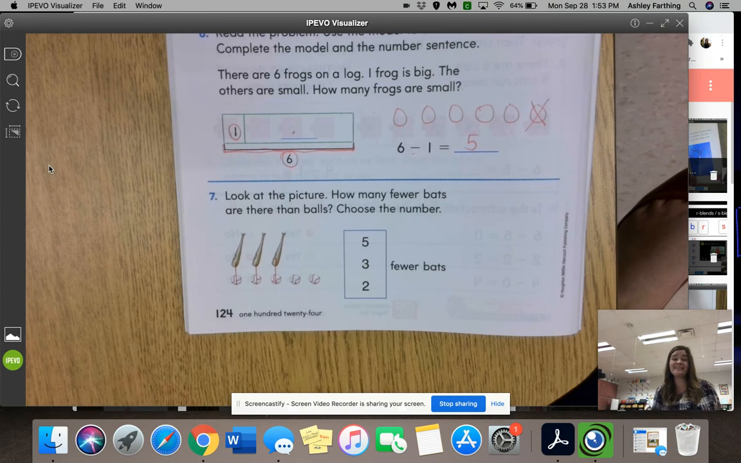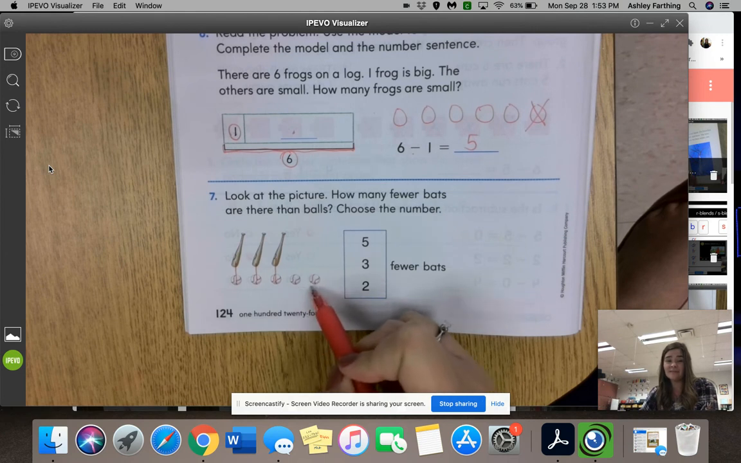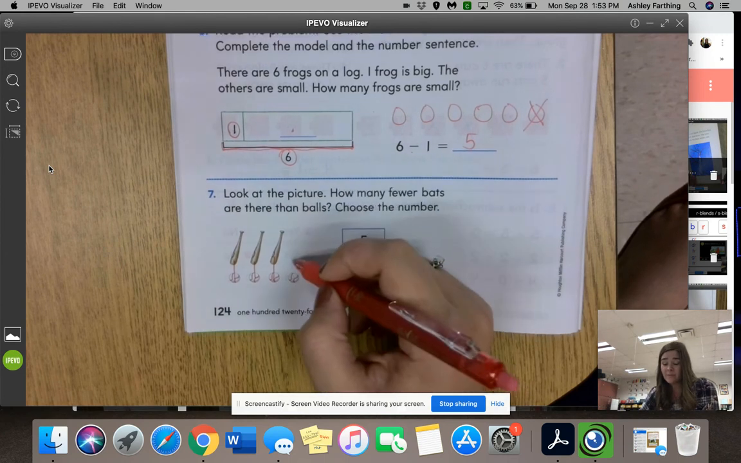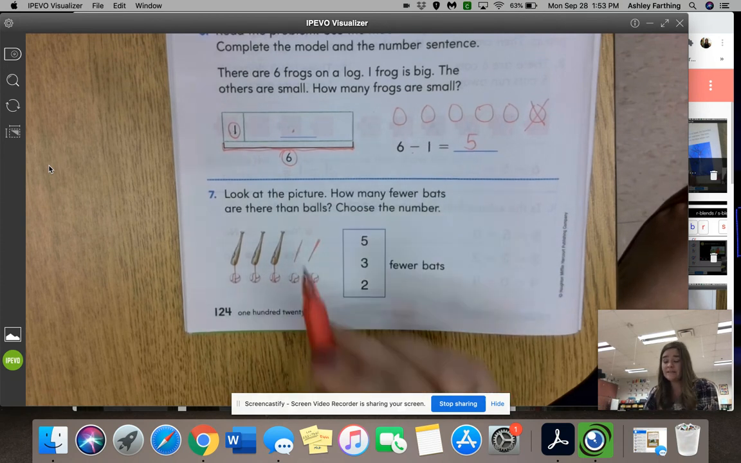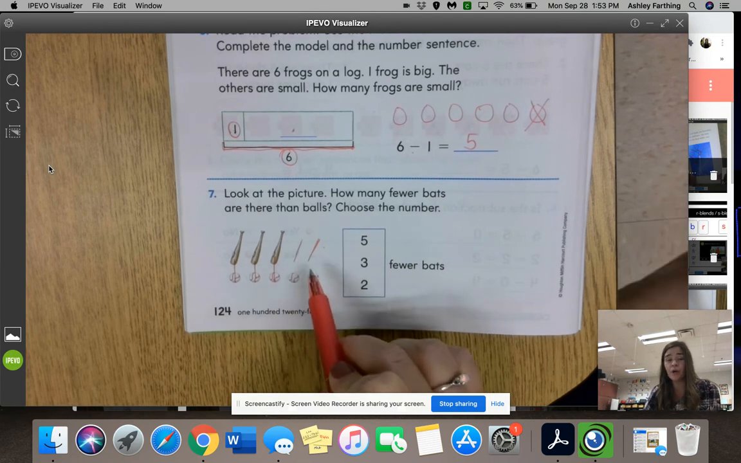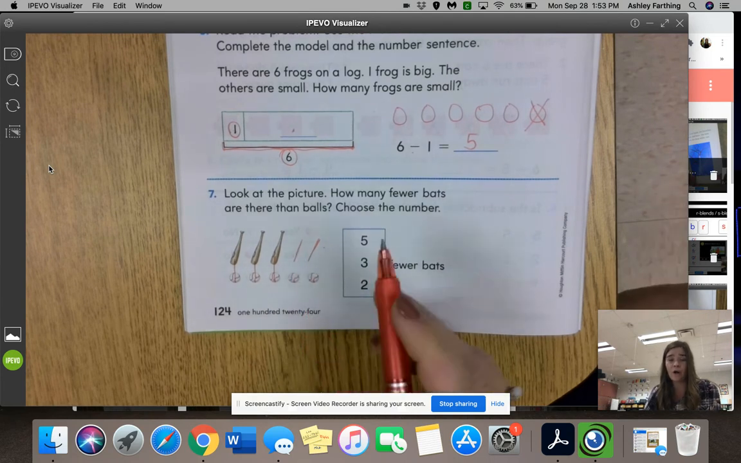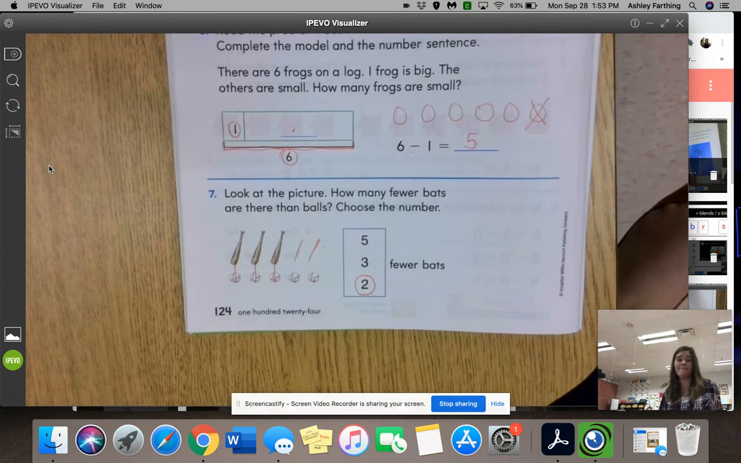So now we have to see how many fewer bats there are than balls. How many balls are left without a bat? Yeah, we're missing 2 bats here. We need a bat here, and we need a bat here. We're missing 2 bats. There are 2 fewer bats than there are balls. So we have 2 fewer bats.